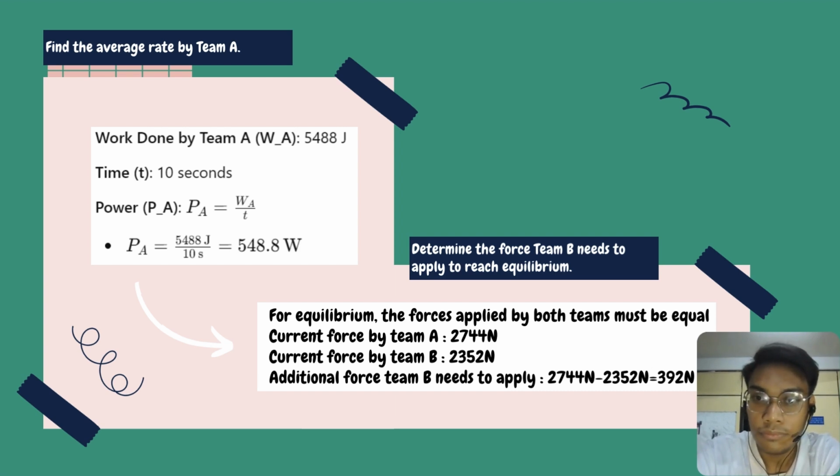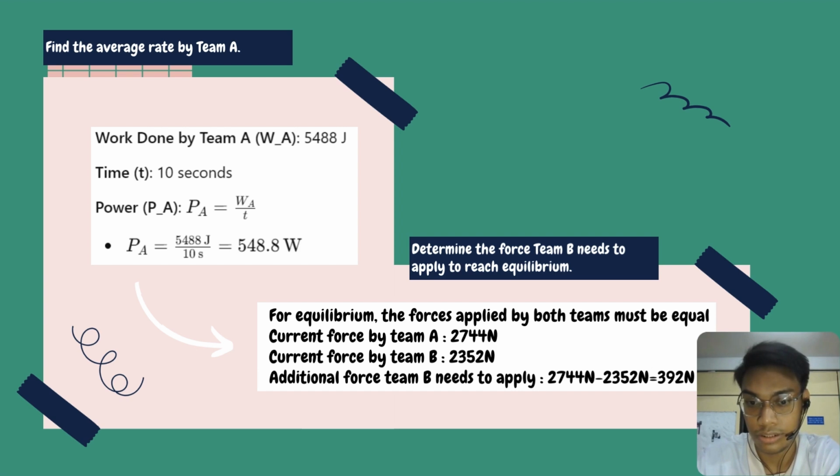So next, determine the force team B needs to apply to reach equilibrium. Equilibrium here means the force applied by both teams must be equal. So we want to know how much more force team B needs to match the force of team A. We just need the force of team A minus the force of team B, which means 2744 Newton minus 2352 Newton, and get the answer 392 Newton.